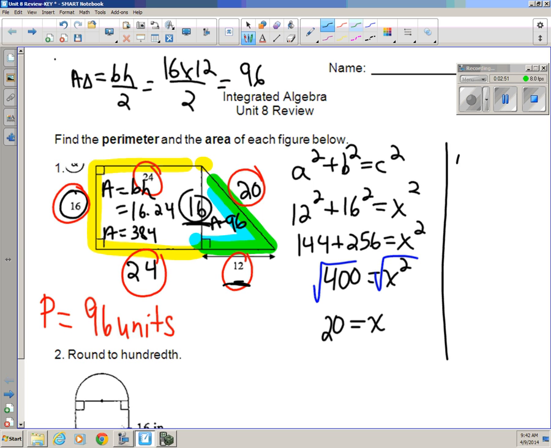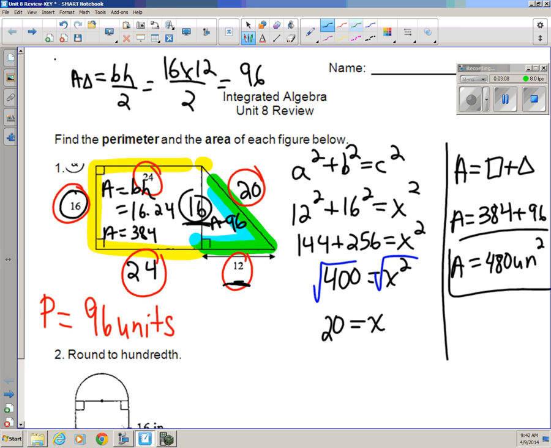So the area of this irregular shape is the rectangle plus the triangle. The area equals 384 plus 96. The area of the figure ends up being 480 units squared. Okay?